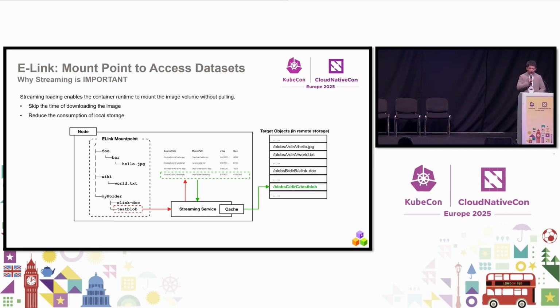Streaming loading enables the container runtime to mount the image volume without pulling. It skips the downloading process of the artifact, and more important, when the dataset is too large, it will occupy a lot of storage space and even fail to download it. So the streaming loading is essential here.